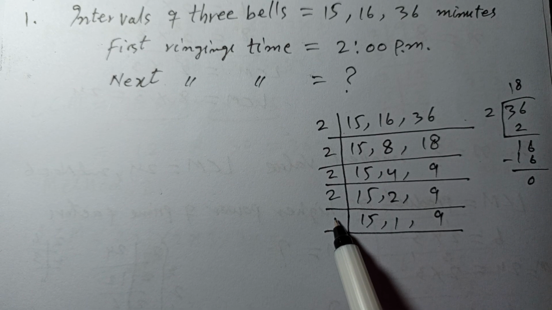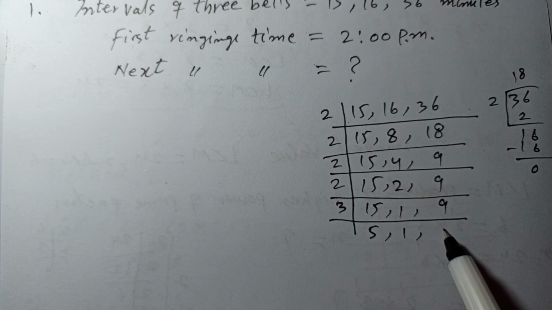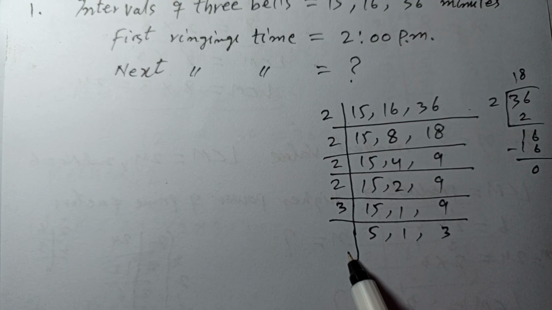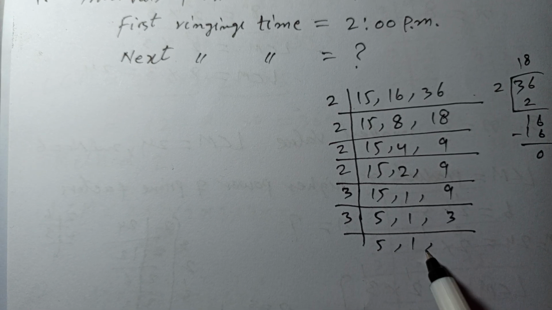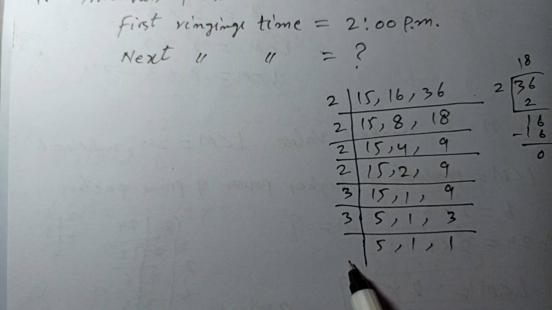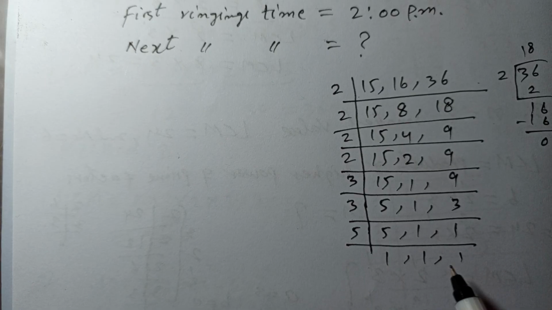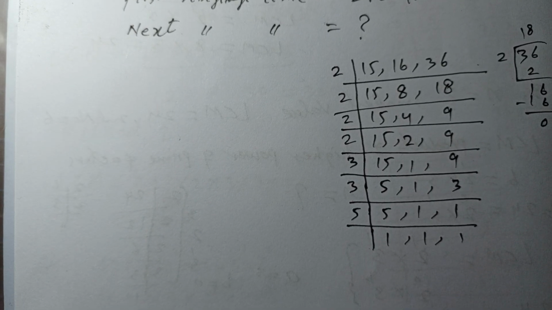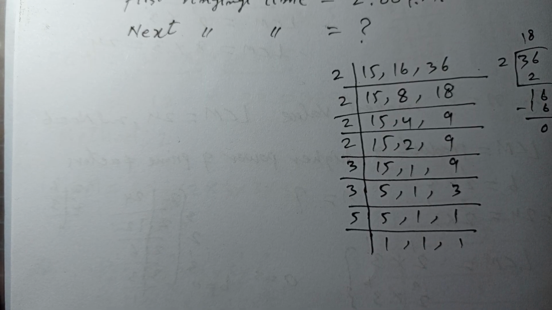Now divide by 3. 3 5s are 15. 1 will be left as such. 3 3s are 9. Again by 3: 5 will be left as such, 1 will be left as such, and when 3 is divided by 3 you will get 1. Now we can divide only by 5: 1 here, 1 and 1 here. As there are only ones at the end, we stop here, and our division method is completed.